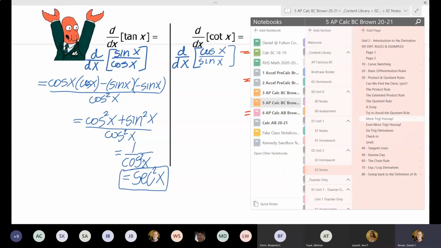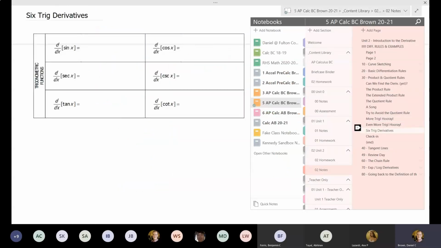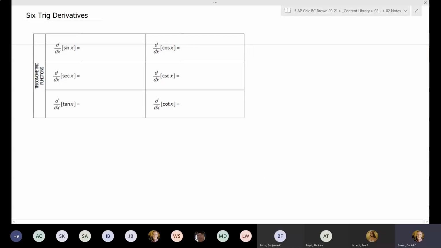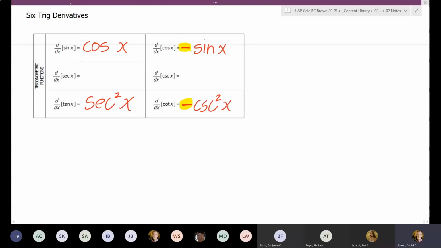So I'm going to skip a slide and jump to here. We have 6 trig derivatives we'll use fairly commonly. Sine and cosine we talked about yesterday. The derivative of sine is cosine. The derivative of cosine is negative sine of x. And now we just found the derivatives for tangent and cotangent. Again, these are rules we want to memorize. The derivative of tangent is secant squared of x, and the derivative of cotangent is negative cosecant squared of x. I did mention yesterday, any of your derivatives of cotrig functions will always end up being negative.